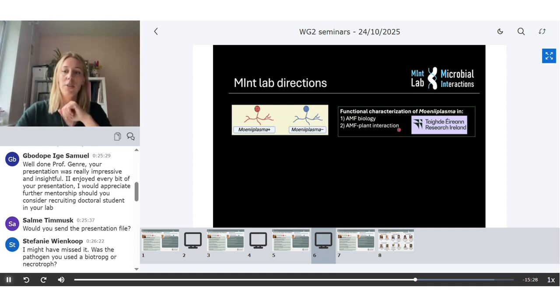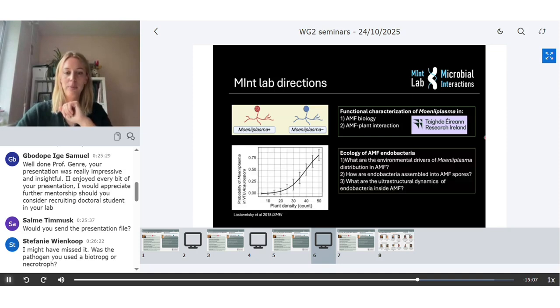So this is a project that's funded by Research Ireland, and the idea is that we will obtain these comparable isolates of AMF with and without mycoplasma, and then compare their growth patterns, basically their biology and their interaction with their plant host to glean some kind of an idea of the function of mycoplasma in AMF.